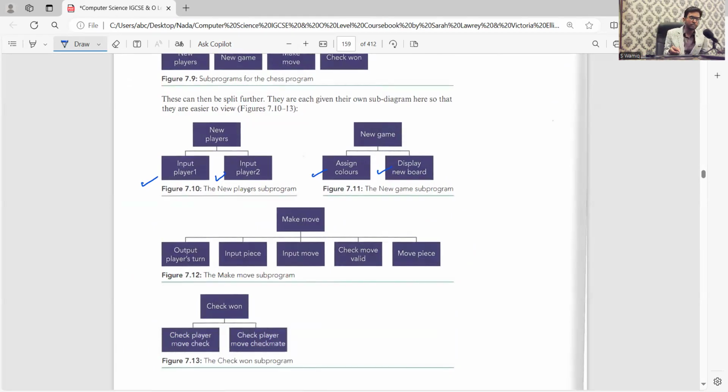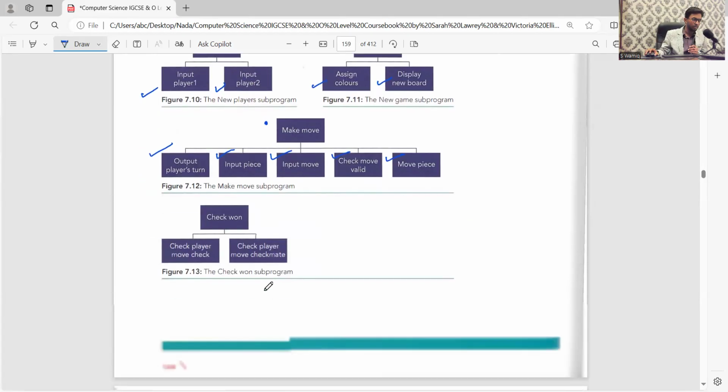For example, if in a chess game you want to make a move, perhaps what you do is that you output the player's turn, you input the pieces, you input the moves, you check if the moves are valid or not, and you move the pieces all together. So that's what makes it this one thing. So that means that one feature basically consists of many areas.